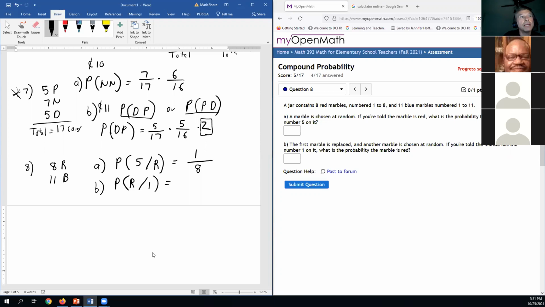So what we have to do here is, given, or it's out of the total number of marbles that have a 1 on it. Well, how many have a 1 on it? Well, 2 marbles have a 1 on it. There is a red marble with a 1 on it and a blue marble that has a 1 on it. So it's 2 of them. How many of them are red? Just 1 of them. And that would be the answer to part B.